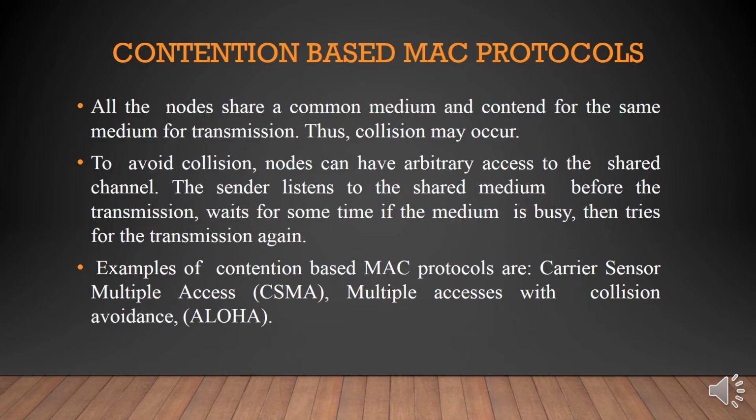In contention based MAC protocols, all the nodes share the common medium and contend for the same medium for transmission. So collisions may occur. To avoid collisions, nodes can have arbitrary access to the shared channel. The sender listens to the shared medium before the transmission and waits for some time. If the medium is busy, it tries the transmission again later. Examples of contention based protocols are CSMA, carrier sense multiple access, ALOHA, and multiple access with collision avoidance.